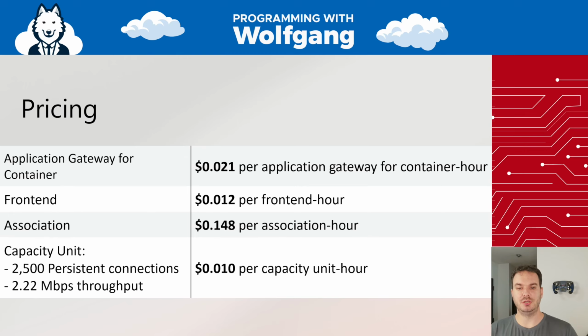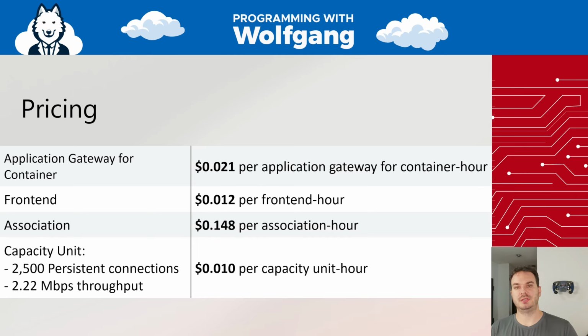Then the association. This is a bit of a tricky name. The association is a link between the gateway and the network of the AKS cluster. You will see later in the demo how we can set it up. But this is by far the most expensive component. It costs almost 15 cents an hour, so it adds up to almost $90 per month.